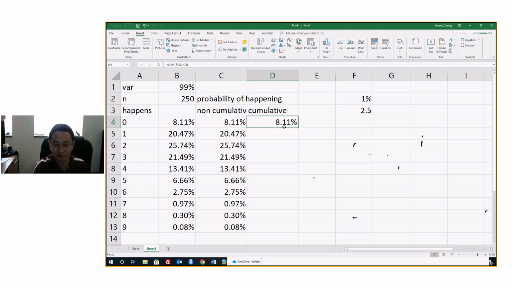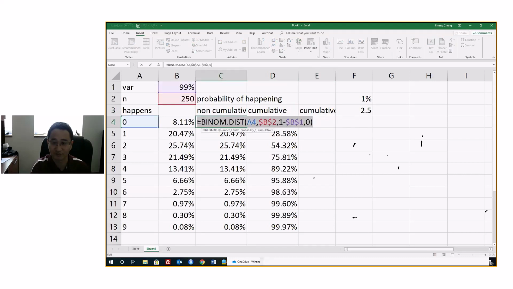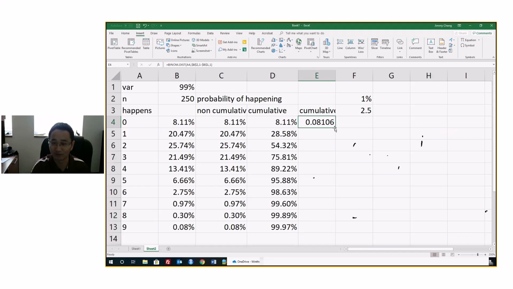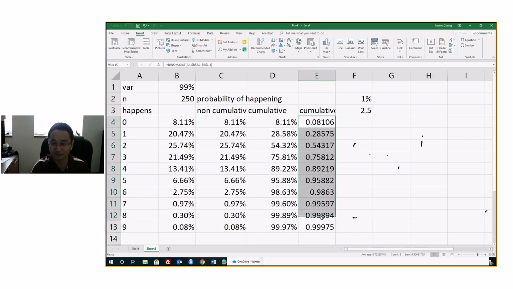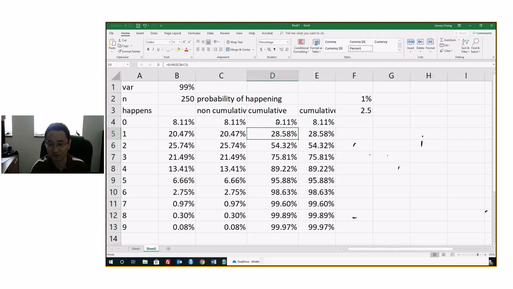Just like what I showed you, the probability of happening. If you want to do a 95% confidence interval in your backtesting, then if it happens less than 5 times, you are 95% confident that this model is right, okay? Cumulative can be done in a different way. You can just change the last one to cumulative, and that will give you this, which should be the same as compared with this. This is how you backtest it.